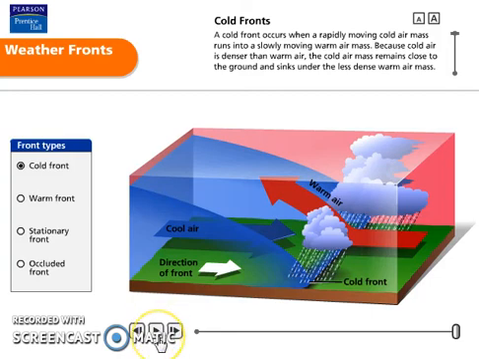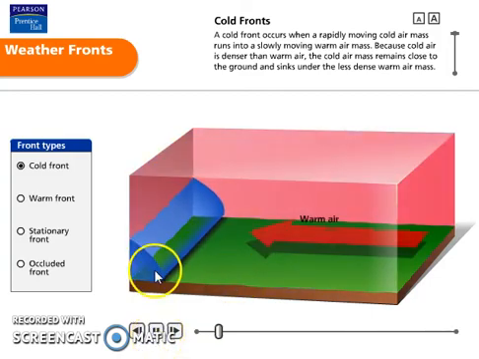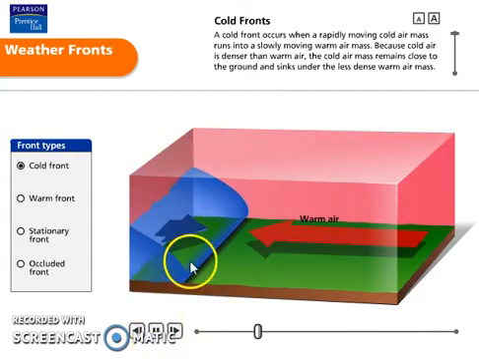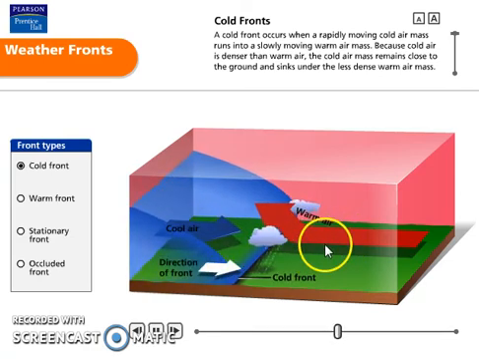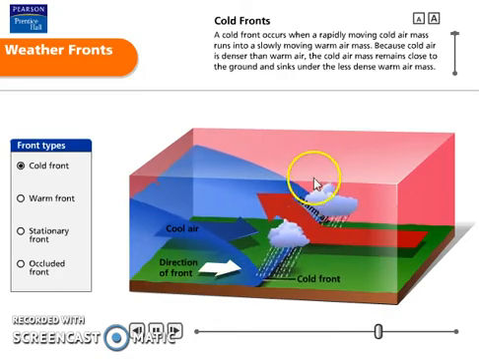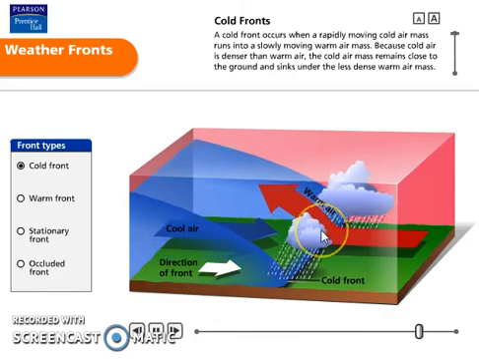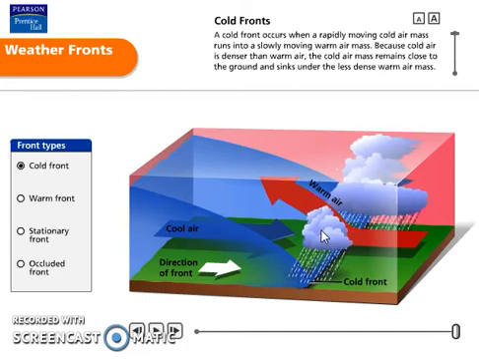So let's watch that animation one more time. You see the cold air moving in. The cold air is stronger than the warm air, so it quickly pushes the air up. A cold front occurs when a rapidly moving cold air mass runs into a slowly moving warm air mass. Because cold air is denser than warm air, the cold air mass remains close to the ground and sinks under the less dense air mass.